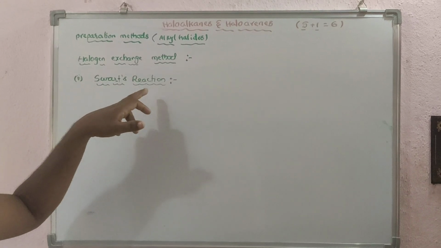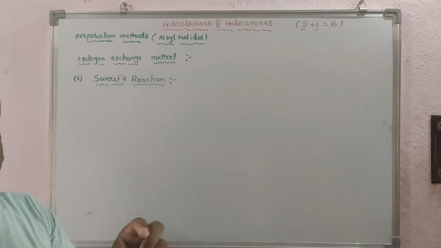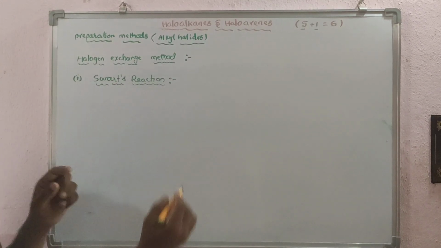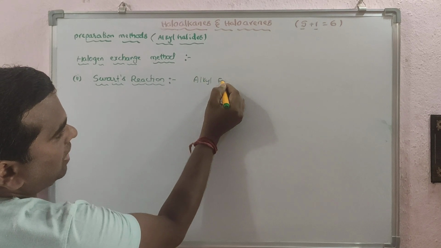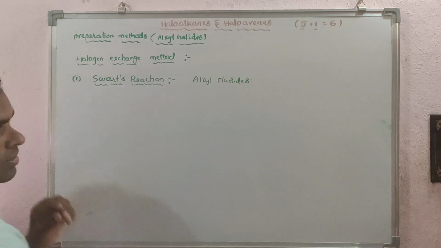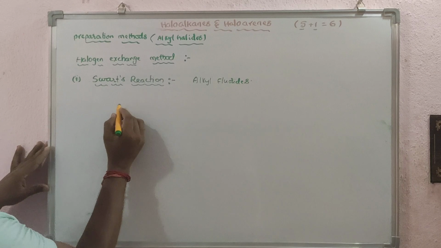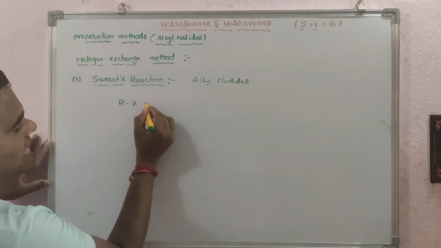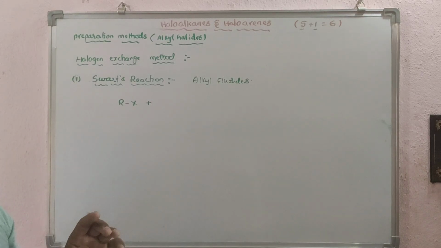Next one is the Schwarz reaction. Finkelstein reaction we have discussed. By using the Finkelstein reaction, alkyl iodides are prepared. By using the Schwarz reaction, alkyl fluorides are prepared. Clear? So how will we prepare this alkyl fluoride? Take the alkyl halide and treat this one with the metallic fluorides.